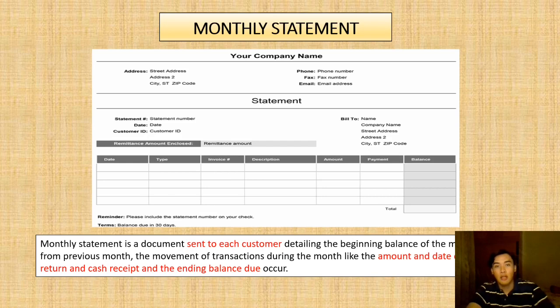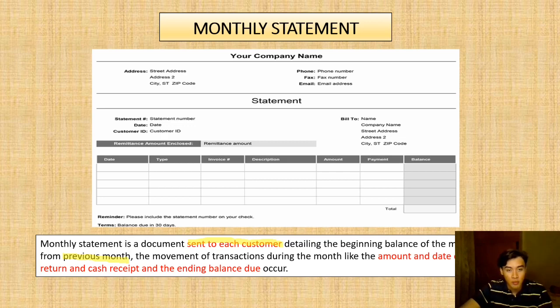Okay, the last one is monthly statement. Monthly statement is a document sent to each customer. Each customer from who? For sure from the seller, from vendor, right? Okay, what is it about? Detailing the beginning balance of the month carried from previous month. Bulan yang lepas, bukan bulan yang sekarang.